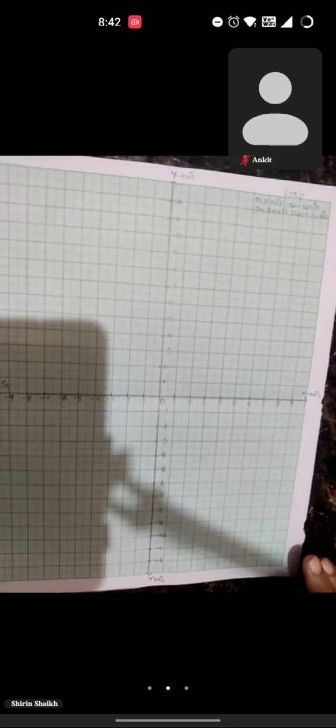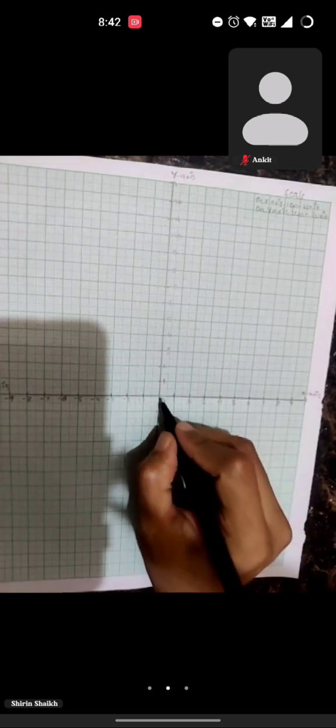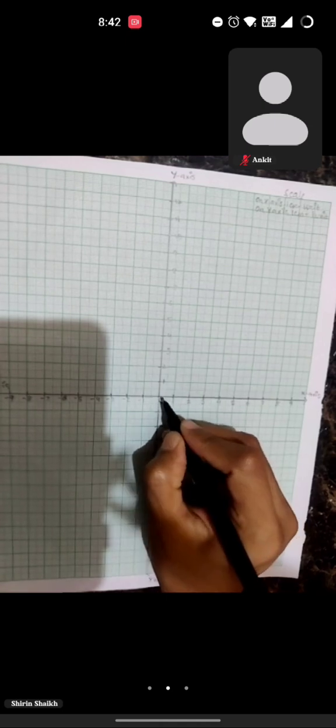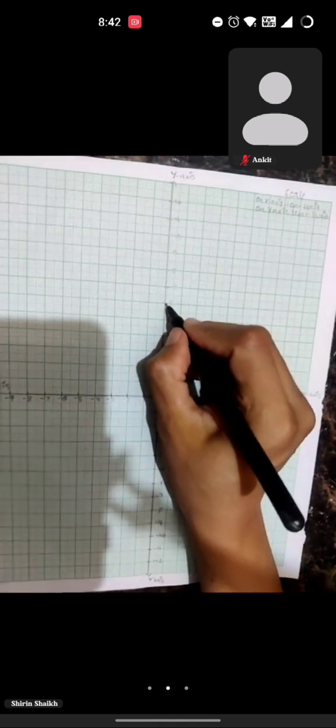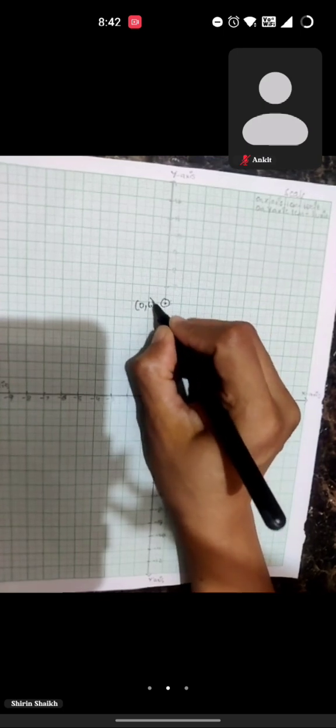So the first equation I am plotting with blue color. First point for the first equation is 0 and 6. The first point, always on the x-axis, is 0 and on y it is 6. So it comes here, 0, 6.